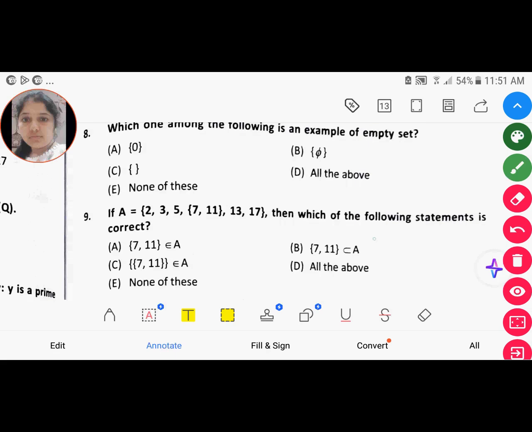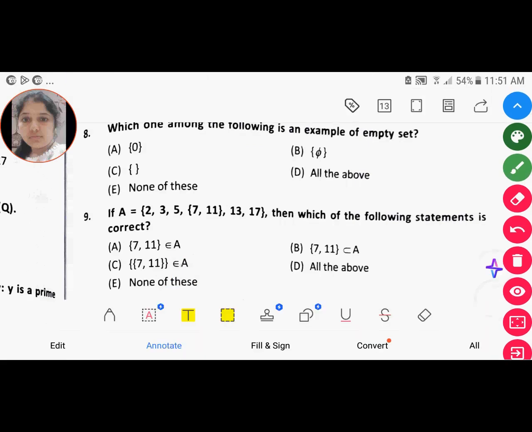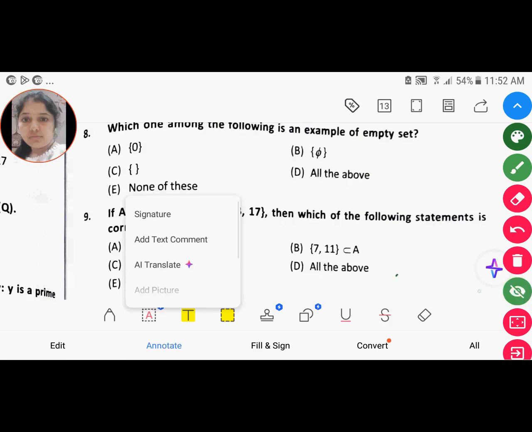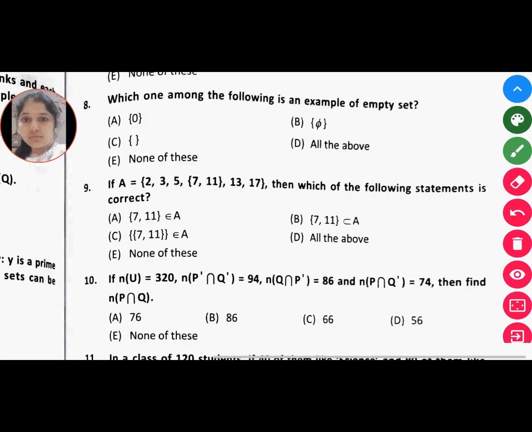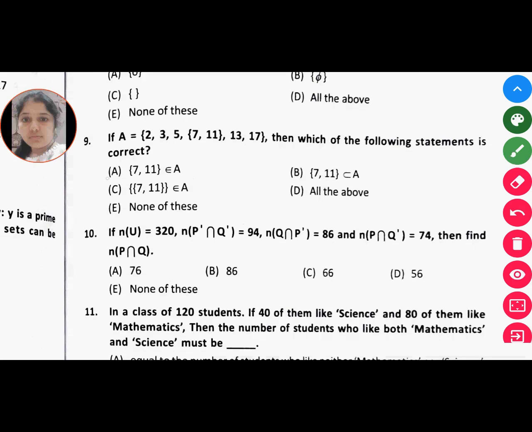Now a set A is given to you. Which of the following statements is correct? 7 and 11 belongs to A. 7 and 11 is a subset of A. 7 and 11 belongs to set A. So answer A is the correct answer, where 7 and 11 belongs to A is your answer. Only one bracket should be there, not two brackets. That's why we take answer A, not answer C.